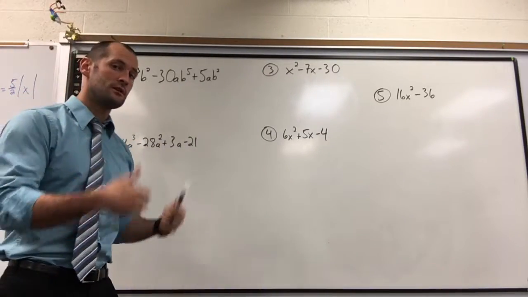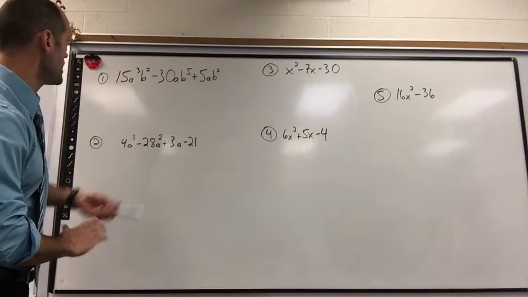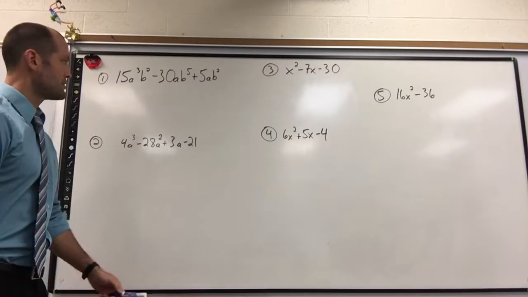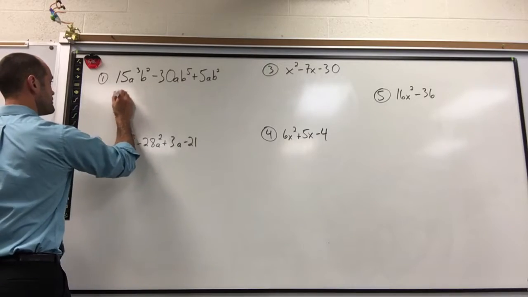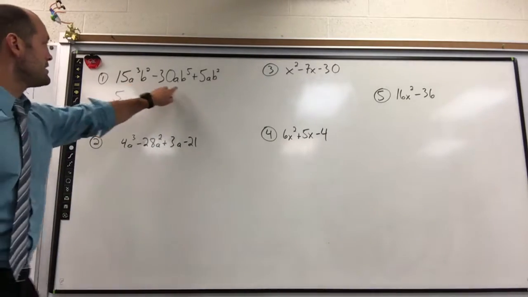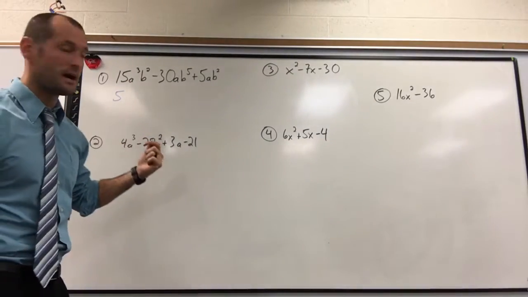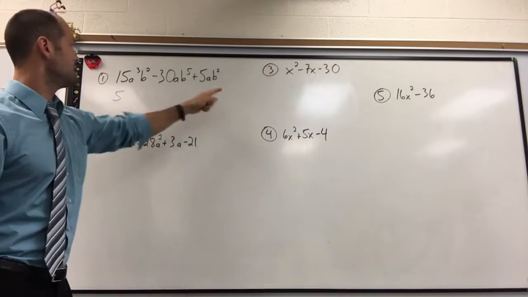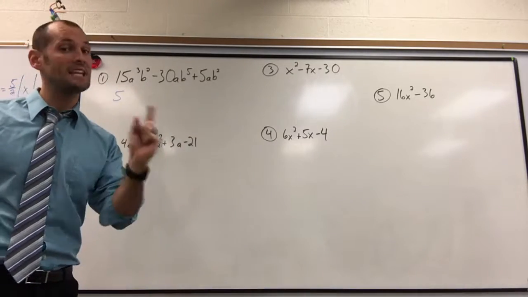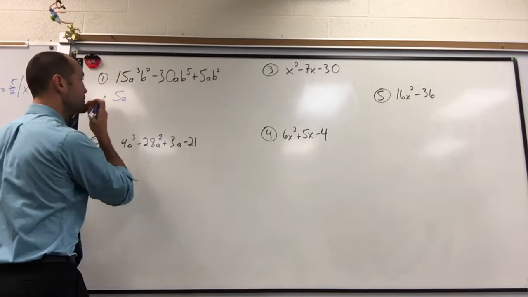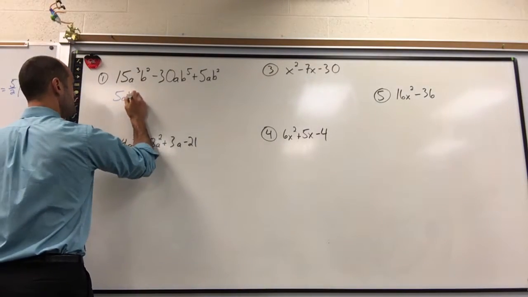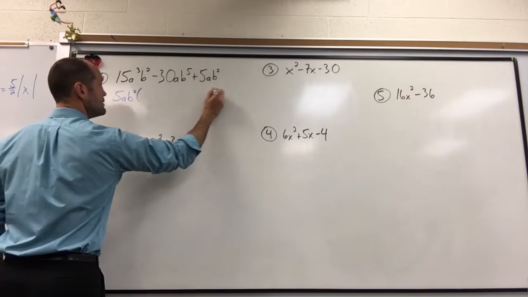Well, I look for the numerical and the variable GCF here. Now they all share a 5. That's the largest number that goes into all of these, so that's part of my GCF. And if you notice, they all have a's and b's, but the most I can pull out is a single a and a b squared. Notice they all at least have that. You can only pull out what they all have in common. You can't pull out more than that. So I'm going to pull out a 5ab squared.